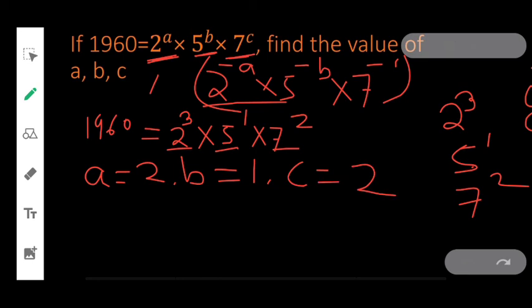Now the next thing you have to do is find the value of 2 to the power minus a into 5 to the power minus b into 7 to the power minus c. Just put the values of a, b, c here, then you will get the answer.